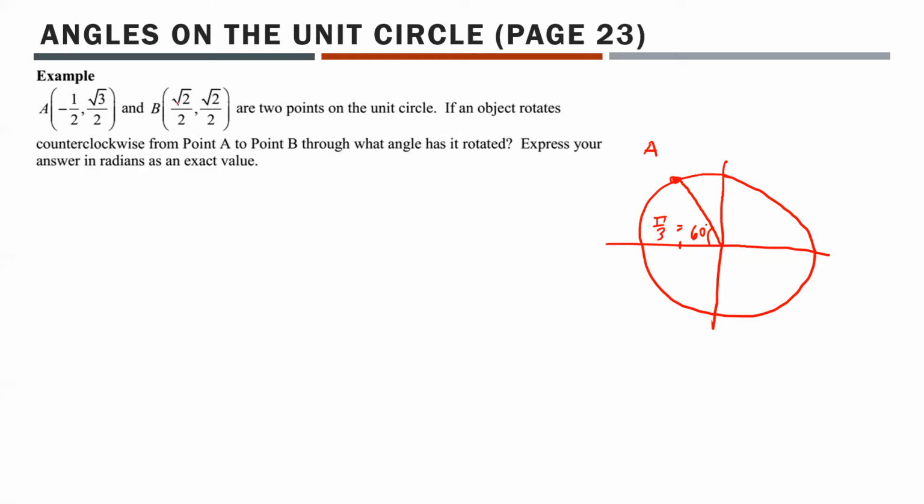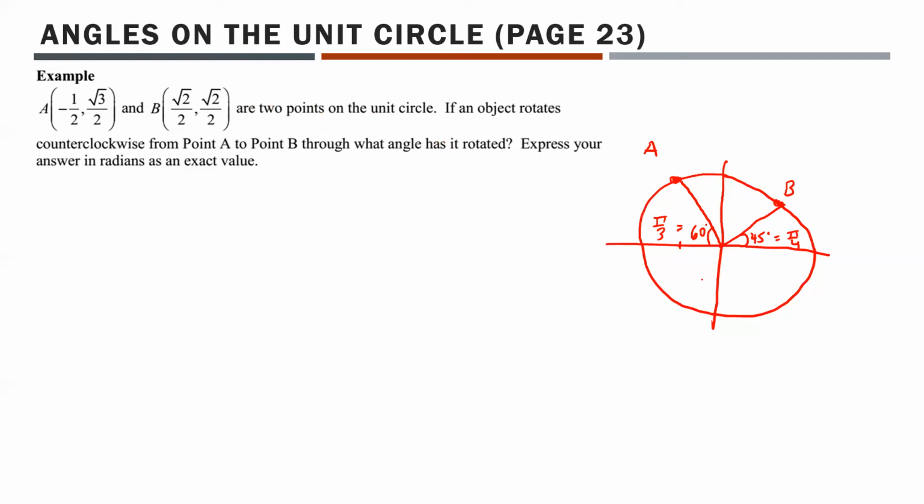B, on the other hand, is going to be at root 2 over 2, root 2 over 2, which is right in the midpoint here. That's with a 45-degree angle, or in other words, a pi over 4 angle, right? Because pi over 2 is 90 degrees, pi over 4 is 45. It's saying that it wants us to rotate counterclockwise from point A to point B. So we're going to go the other way here, counterclockwise. Wow, okay, so that's going to be quite interesting.